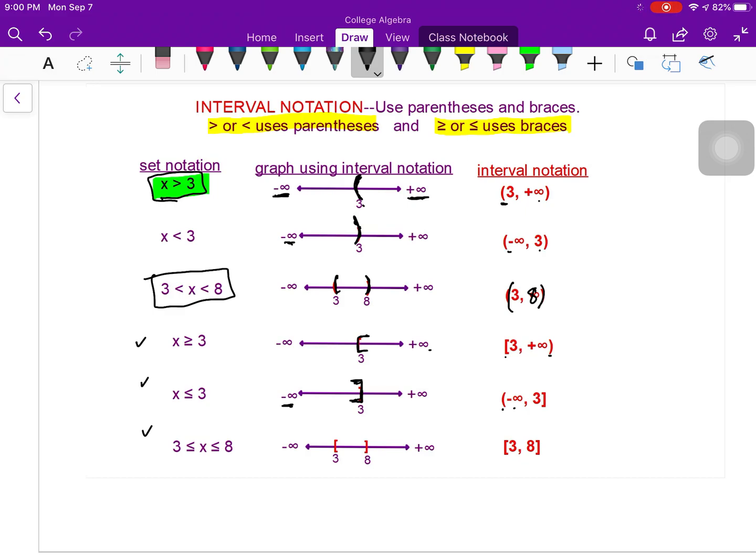And then 3 is less than or equal to x, which is less than or equal to 8. So my x's are to the right of 3 and to the left of 8. So that will open left on 8. So it is 3 to 8, both in braces because I am equal at both those spots.